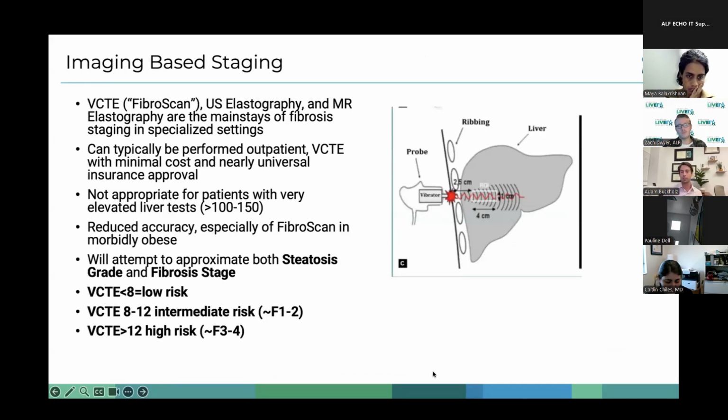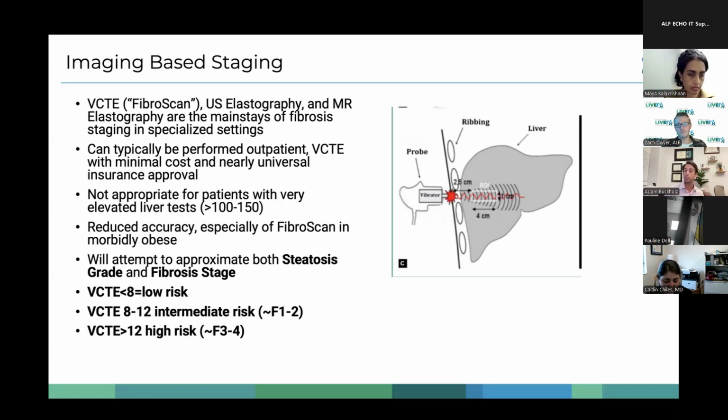More common in specialty settings would be to use image-based risk assessment. The most common one that we use day-to-day in clinical practice is FibroScan, or vibration-controlled transient elastography, but there's also ultrasound elastography and MR elastography, and essentially what these are doing is they're putting a mechanical wave through the liver and seeing how stiff it is, how resistant to that wave the liver is. They can typically be performed outpatient, and FibroScan in particular is very affordable and has almost universal insurance approval.